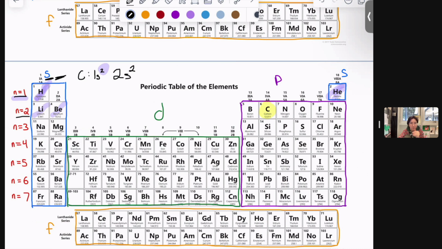I've counted across that blue area, but I haven't gone to carbon yet, so I have to go to my next orbital. I'm still in n equals 2, so I'm in my 2, but now I'm going over to p, so I'm at 2p, and within the 2p, I have 1, 2 electrons. I've reached my goal, I've reached carbon, so that's all I'm going to count. So carbon has 2p with 2 electrons in it.